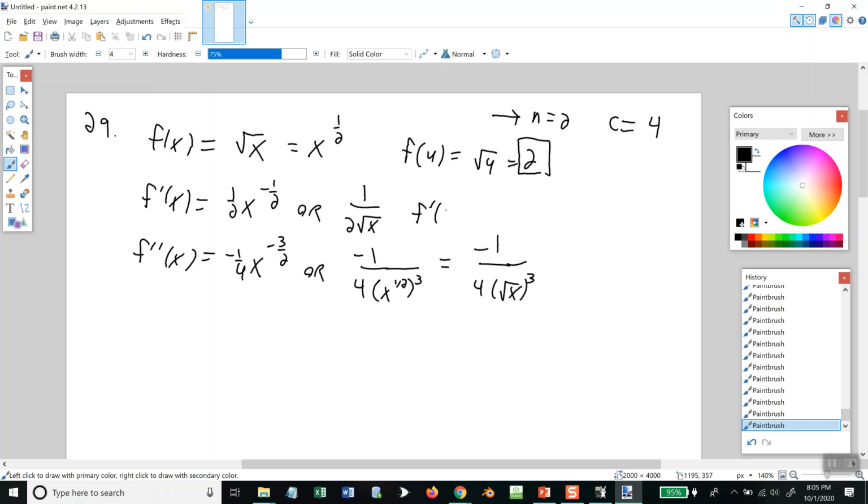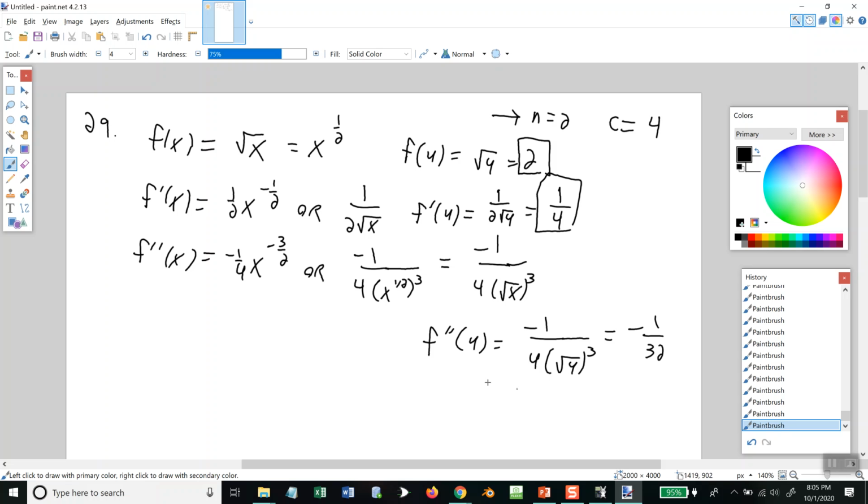We'll plug 4 into the first derivative. That's going to be 1 over 2 square root of 4. The square root of 4 is 2, times 2 gives us 1/4. And for our second derivative, we'll plug 4 in. I'll have negative 1 over 4 times the square root of 4 to the third power. Square root of 4 is 2, 2 to the third is 8, times 4 is 32. So we've got negative 1 over 32.